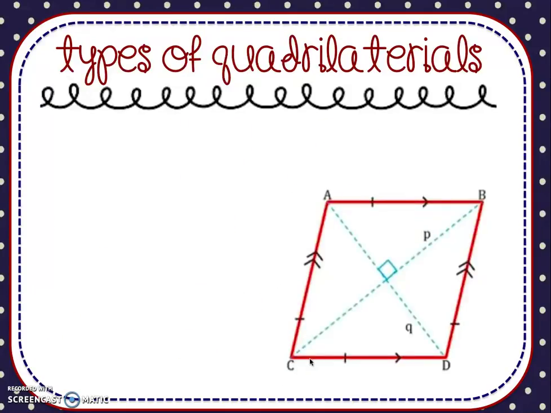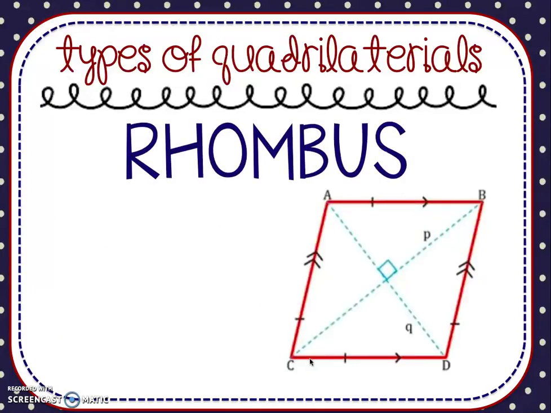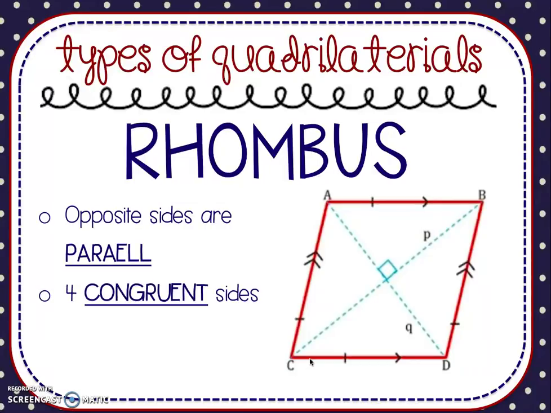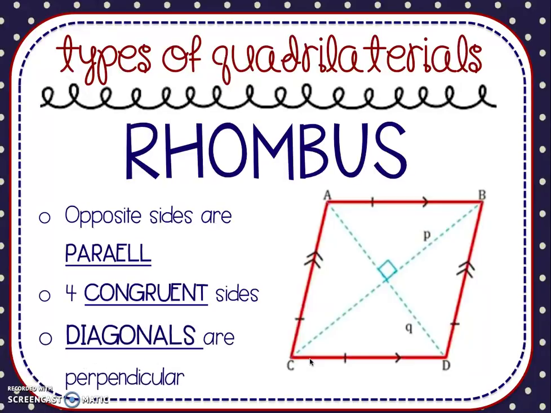Now, a rhombus is kind of like a square, but it's slanted. It's kind of been smushed a little bit. Okay. So on a rhombus, the opposite sides are parallel. Every single side is congruent, and the diagonals are perpendicular. Now, we talked yesterday about how perpendicular means that they meet at a 90-degree angle. So on a rhombus, all the sides are congruent, and the diagonals intersect at a 90-degree angle.